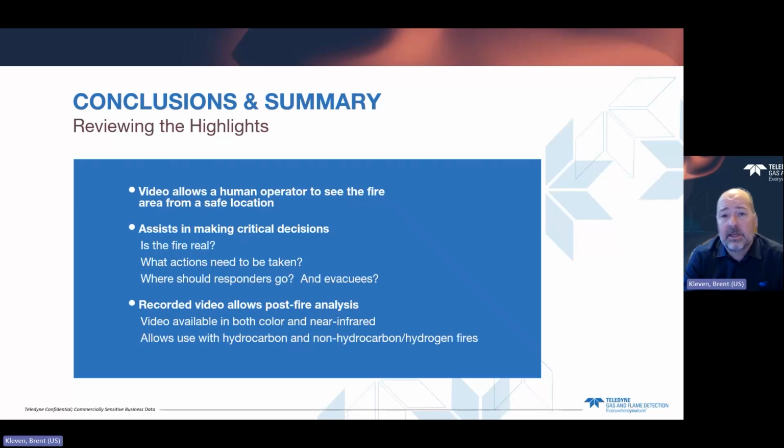What actions need to be taken? Again, a flame detector on its own may not have many options. It simply activates the suppression system where, again, a feed line might be what we're looking at. We simply shut down the fuel to the fire. That might be enough. Is that what we want to do? And where the first responder is going to go, and how do we get those people to evacuate that area safely?